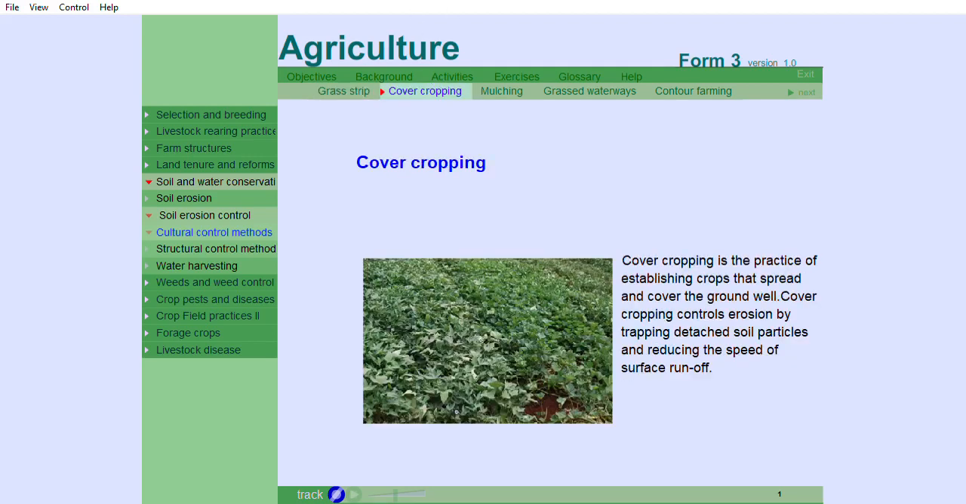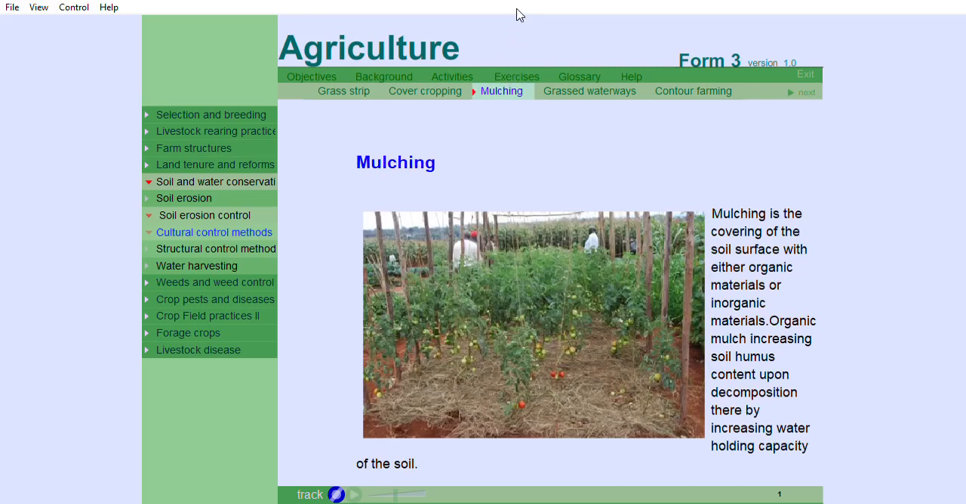Cover cropping. Cover cropping is the practice of establishing crops that spread and cover the ground well. Cover cropping controls erosion by trapping detached soil particles and reducing the speed of surface runoff. Mulching. Mulching is the covering of the soil surface with either organic materials or inorganic materials. Organic mulch increases soil humus content upon decomposition, thereby increasing the water holding capacity of the soil.